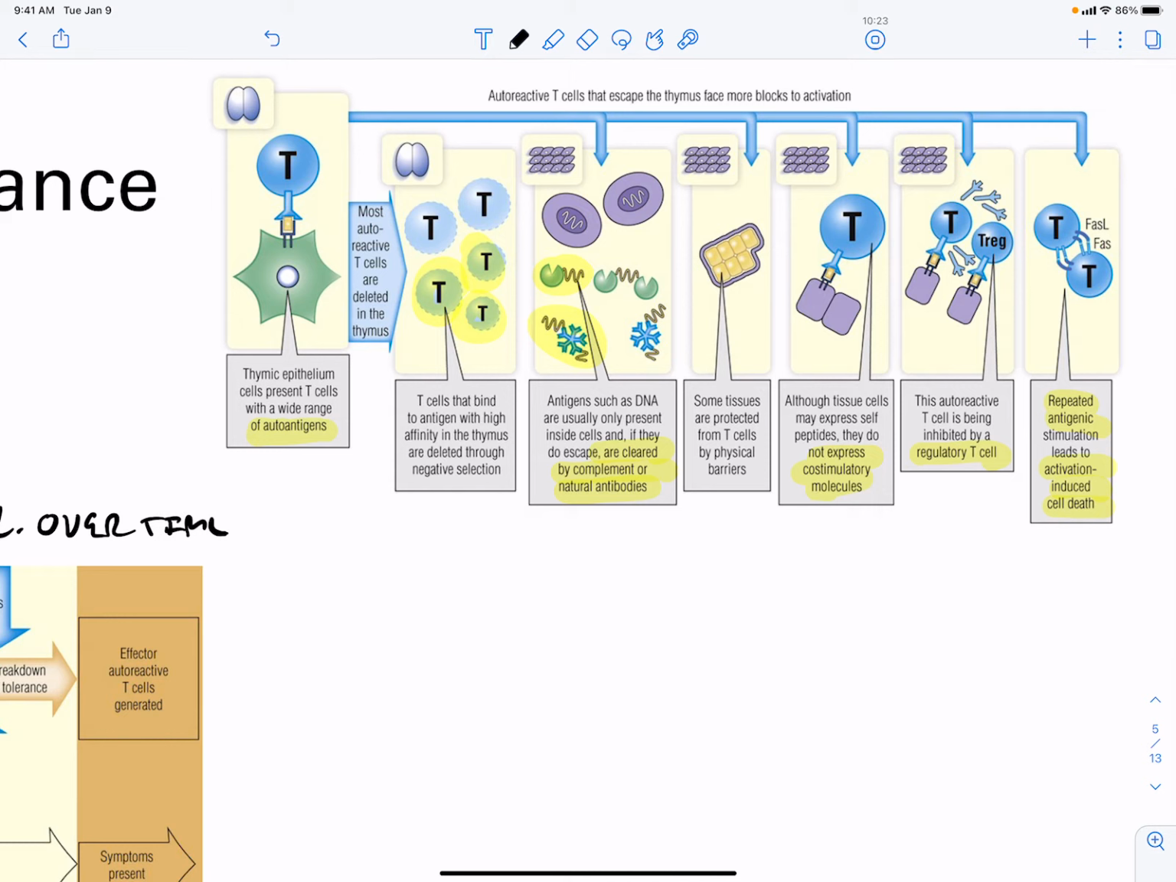So in this case, we're hiding your antigens. In this case, we have no signal 2. And then we have Treg suppression. And they're all going to play a role and be very important.